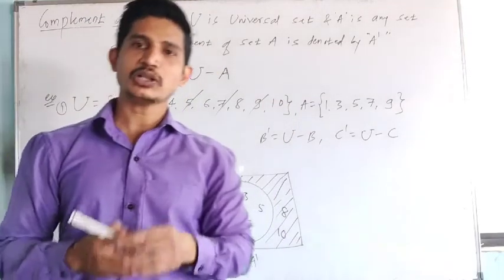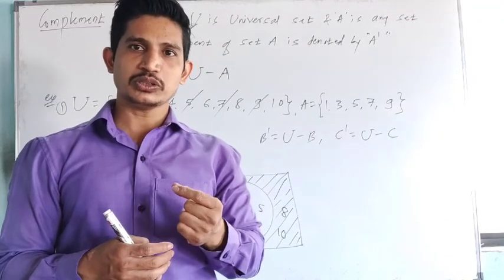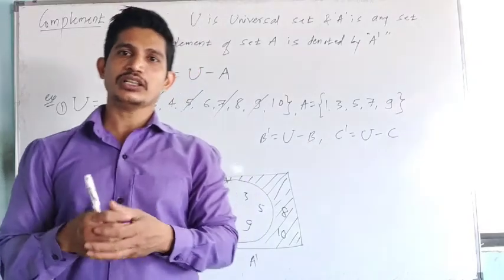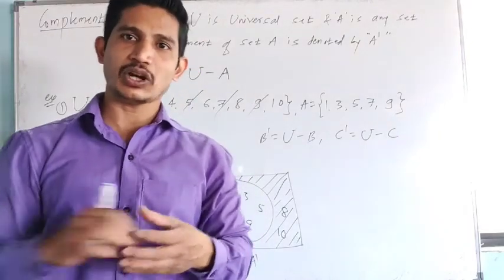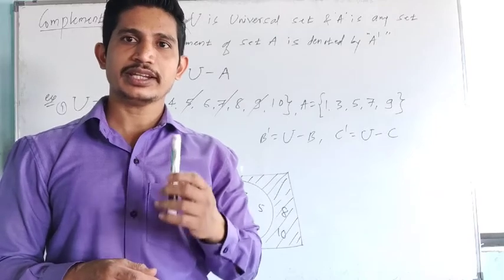So in short, complement of a set means what? All the elements of U which are not in A. All the elements of A we are not taking in the complement of a set. That's called A dash.